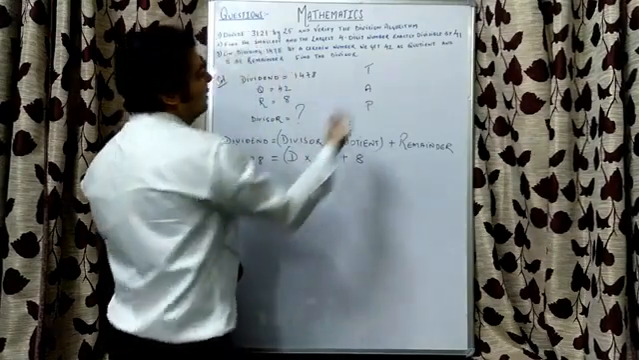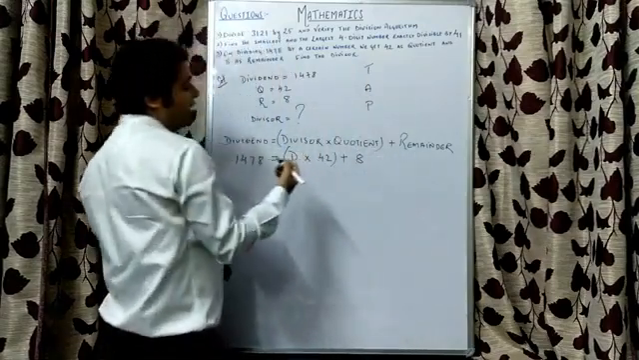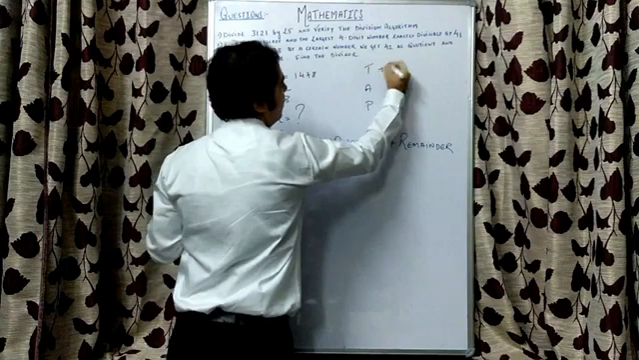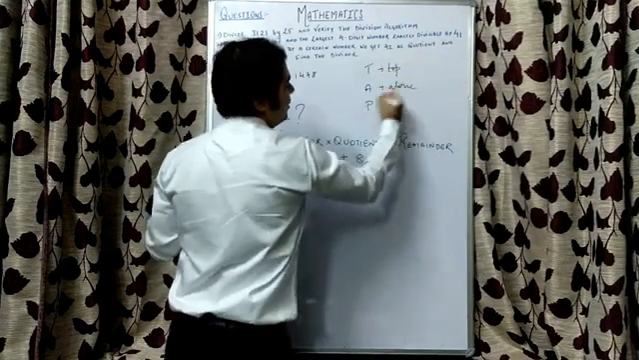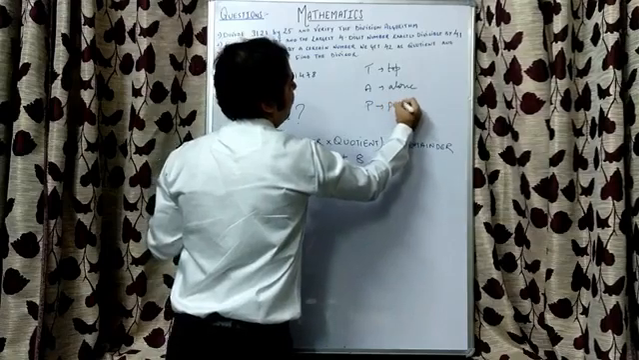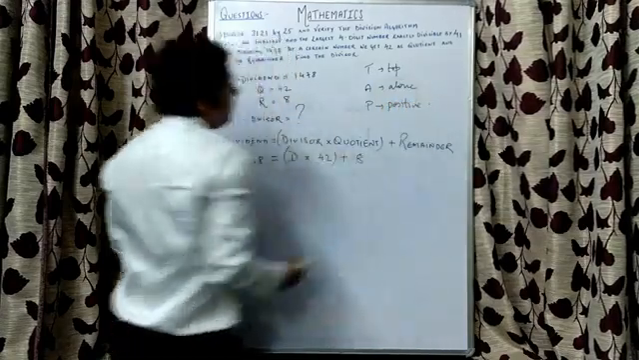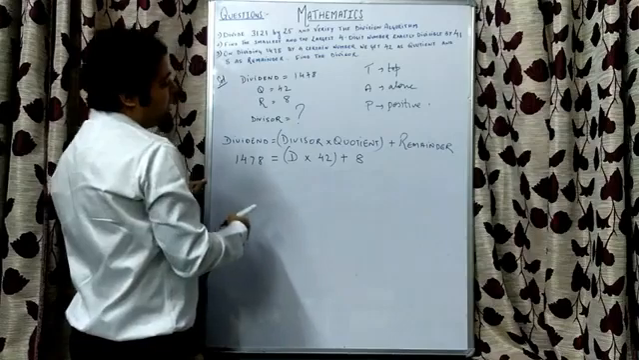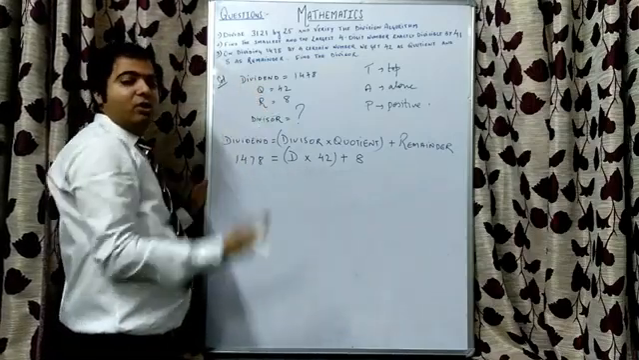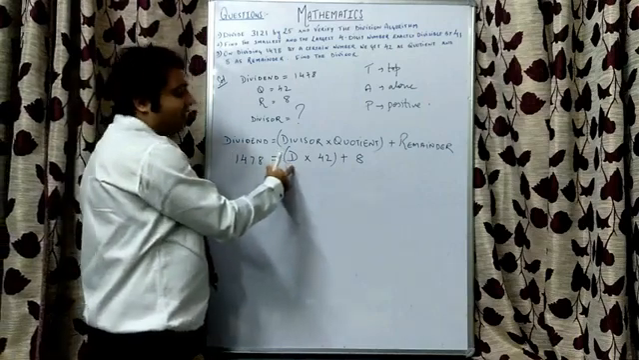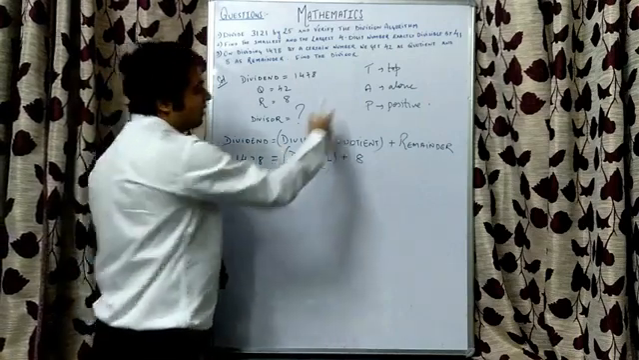What is TAB? Whenever we need to find the value of any variable, the variable should be on top, the variable should be alone, and the variable should be positive. Variable should be on top, that means it should be in the numerator part. It should not be in the denominator part. Is D in the numerator part? Yes, it is in the numerator part.